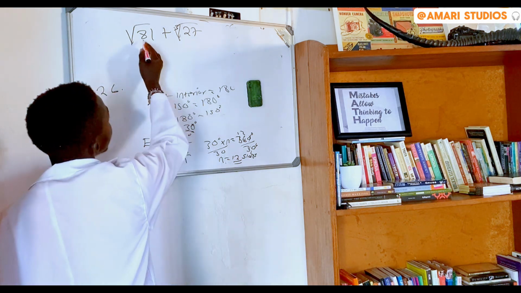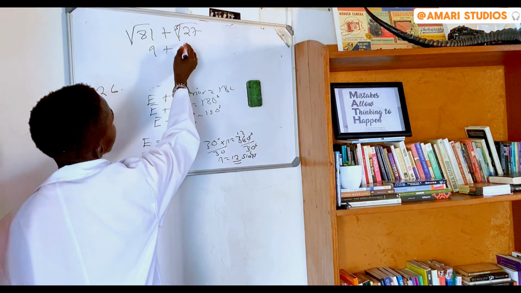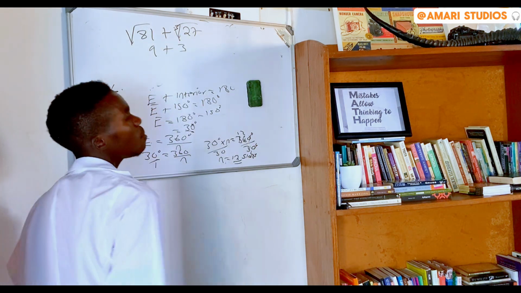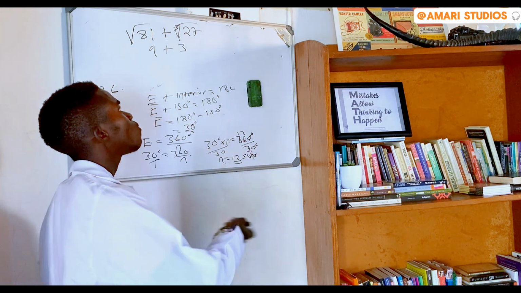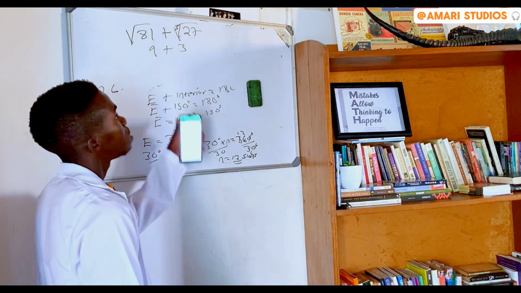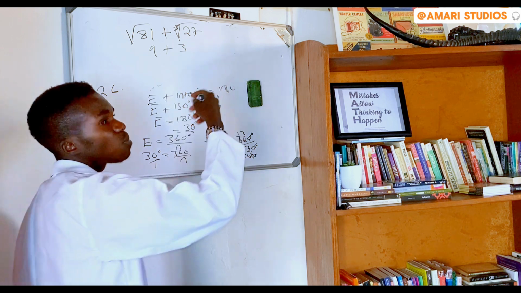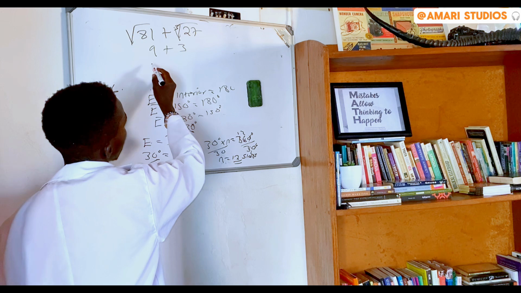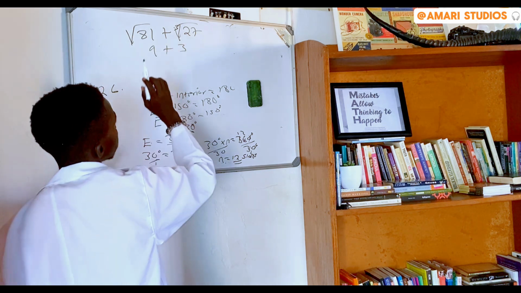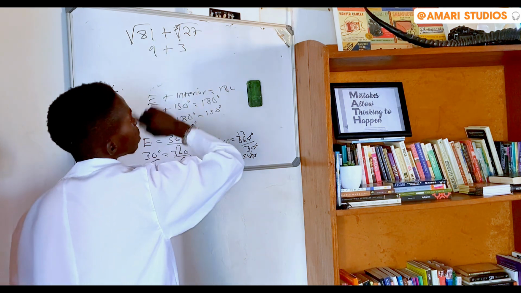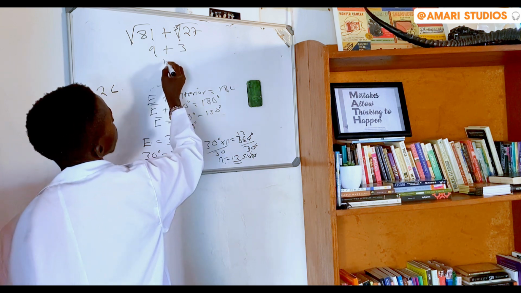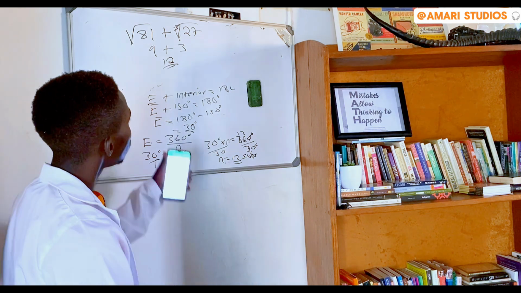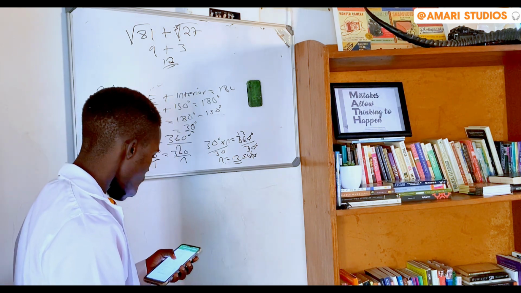So now the square root of 81 is 9, plus the cube root of 27 is actually 3, meaning that a number that you can multiply 3 times by itself to give you 27 is 3. Then a number that you can multiply 2 times to give you 81 is 9. So the square root of 81 is 9, the cube root of 27 is 3. 9 plus 3, you are going to get 12, just like that. You're going to get 12, meaning that that is your answer.